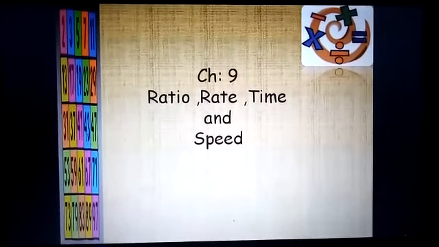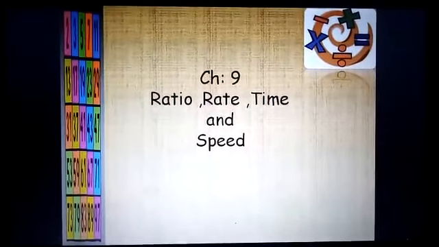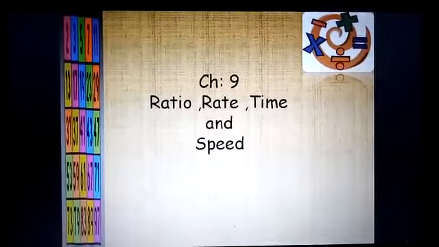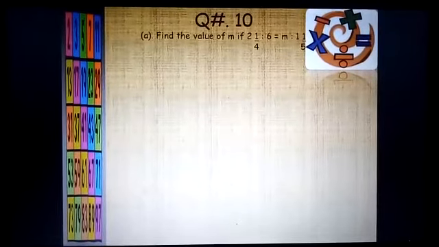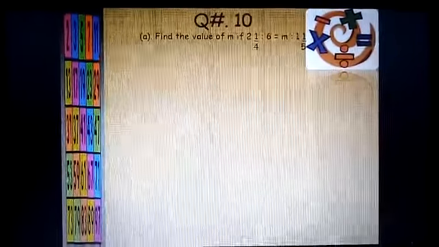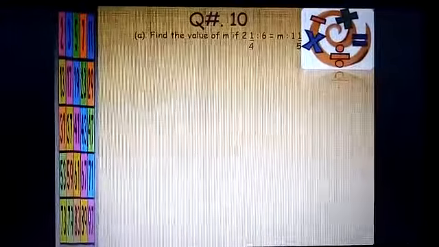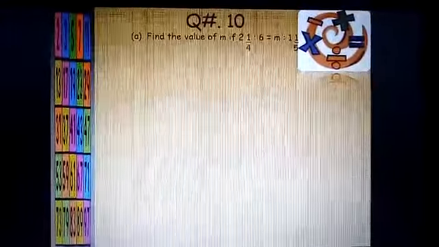Bachcho, we have started chapter number 9. We have done exercise 9a almost, and some of the practice questions. Now we are going to solve question number 10 of exercise 9a. The question is: find the value of m if 2 1/4 ratio 6 is equal to m ratio 1 1/5.